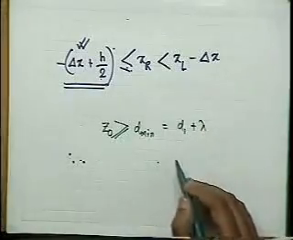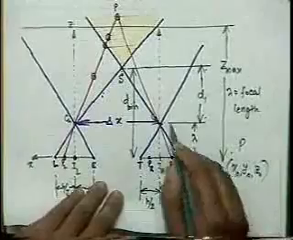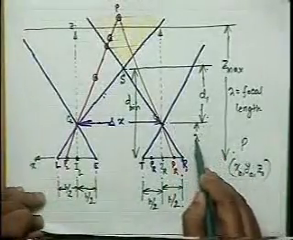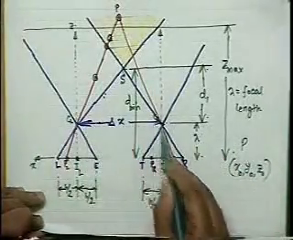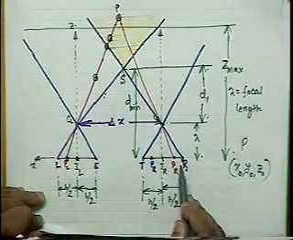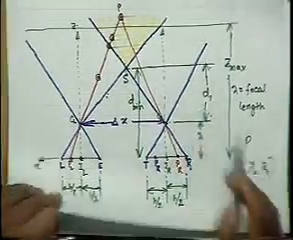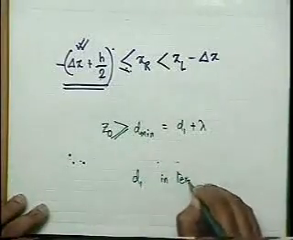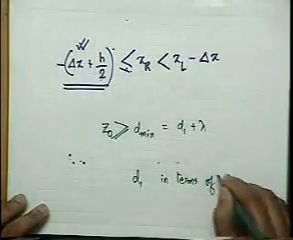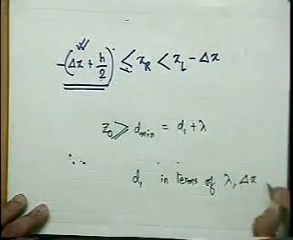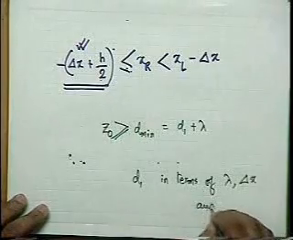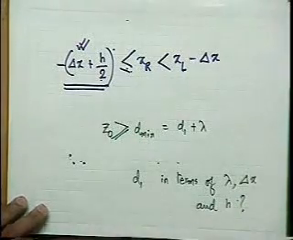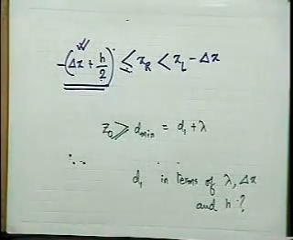And what is d1 in terms of the known parameters? Lambda is known to us, delta x is known to us, and h is known to us. What is d1 in terms of lambda, delta x and h? Can anybody tell? This is clear from this geometry.